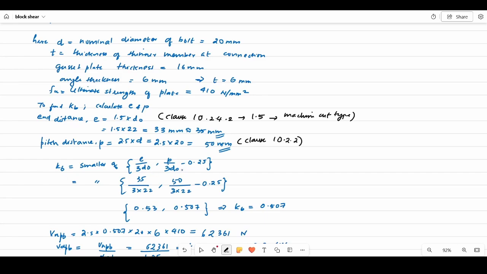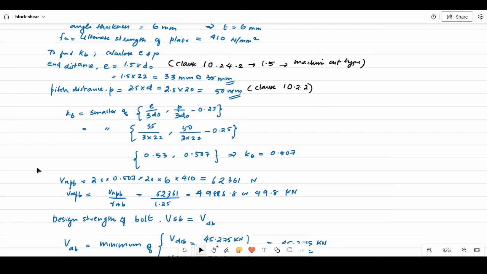Now the kb will be the smaller of e by 3d0, which is given in the code, or p by 3d0 minus 0.25, and fub by fu. The last one has not been considered because in the majority of cases these two will be the smaller values. The e is 35, d0 is the diameter of the bolt hole, and p is the pitch distance. When substituting, we get 0.53 and 0.507, and the smaller value is 0.507, and we will consider this as the value for kb.